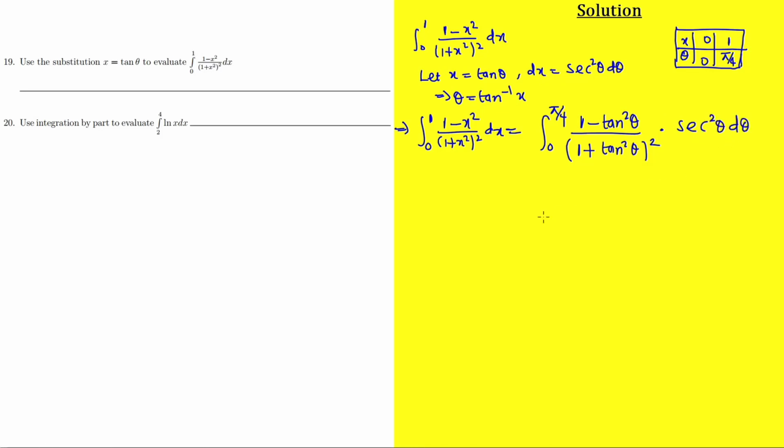Okay, so this reduces to the integral to pi over 4 of (1 − tan² theta) all divided by, now what is 1 + tan² theta? 1 + tan² theta is still the same thing as sec² theta. Okay, so this is still the same thing as sec² theta.